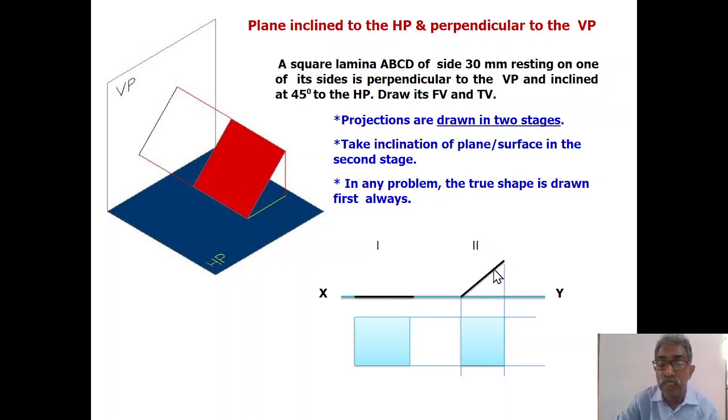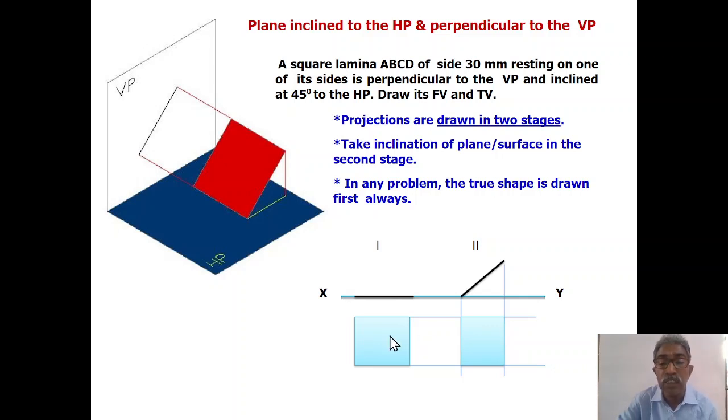Then draw the projectors vertically to draw the top view, and from the previous top view draw the horizontal lines and mark the points of intersection, and connect them in the correct sequence. Then whatever figure is obtained, that figure is the required top view. See that in the top view you are not getting the square. Now it is the reduced figure, smaller than the true shape of the plane. That must be the rectangle.